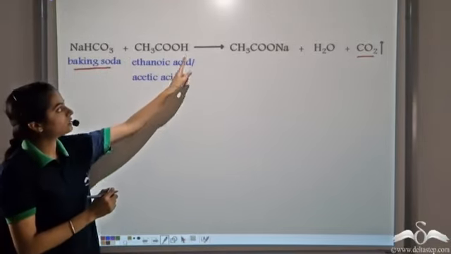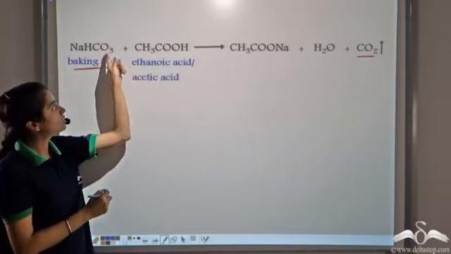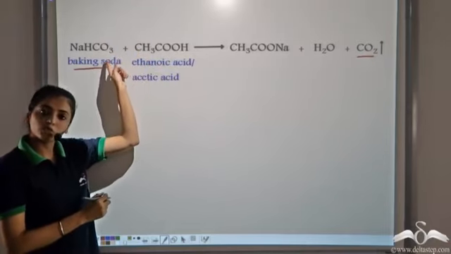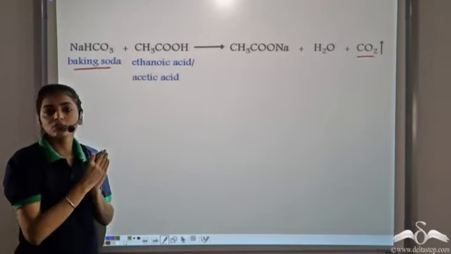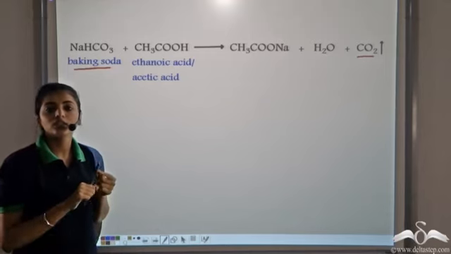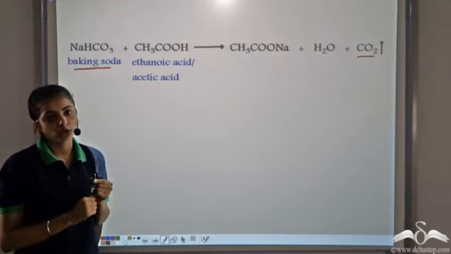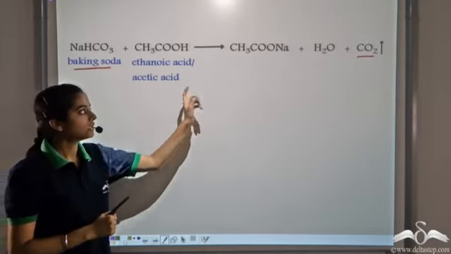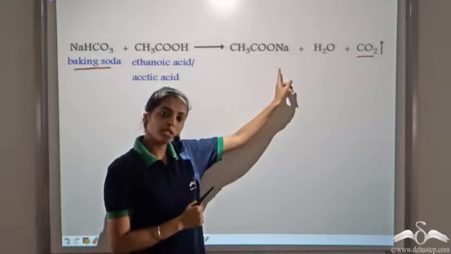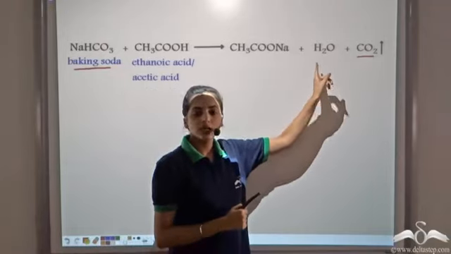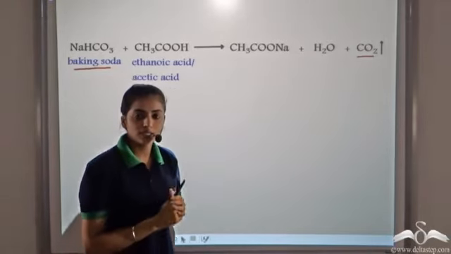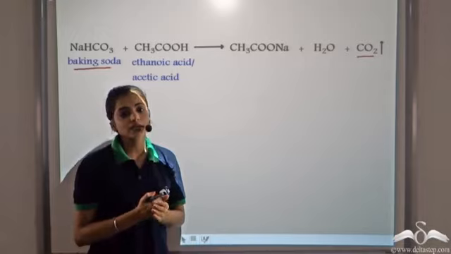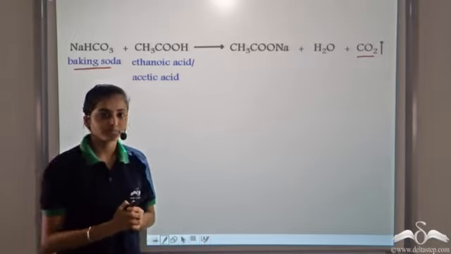Now water can be released. This H reacts with OH of the sodium bicarbonate. And since it's a bicarbonate that is used, the CO2 has a tendency to be evolved. So when baking soda is made to react with ethanoic acid, we get CH3COONa. Water is released. And since a bicarbonate is taken, carbon dioxide is also a product of the reaction.